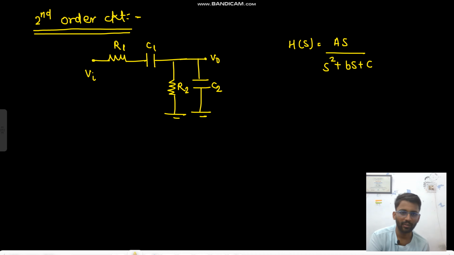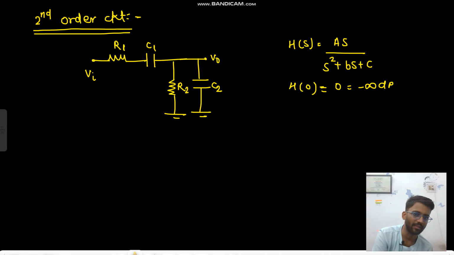So at omega equals to 0, you have omega equals to 0, this will provide infinite impedance, this will provide also infinite impedance. So your V naught will be 0. That means your gain is minus infinite dB. And you have a 0 at 0, 0 at 0, and you have 2 poles.